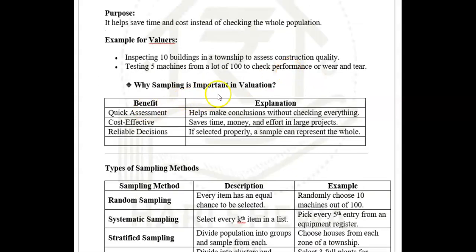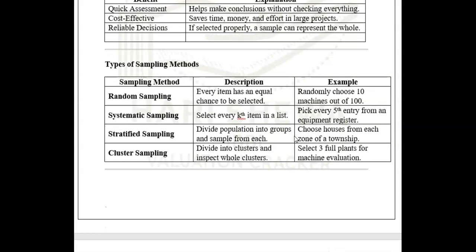Why is sampling important in valuation? Quick assessment helps make conclusions without checking everything. It is cost effective, saving time, money, and effort in large projects. It gives a reliable decision, if the selected sample can represent the whole property. How to select a sample? Types of sampling methods.